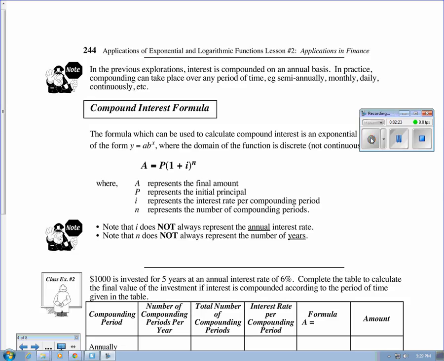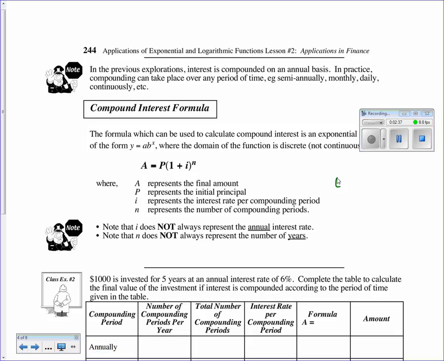I'm all the way to page 244, where we're just going to highlight the compound interest formula again. The compound interest formula has an exponent and a power that we have to deal with. The i is the interest rate per compounding period, and we're going to take a look at a chart where we take the annual interest rate, the annual i, and divide by the number of periods in a year. We'll take a look at how that runs. And n is the number of compounding periods you get in a year.